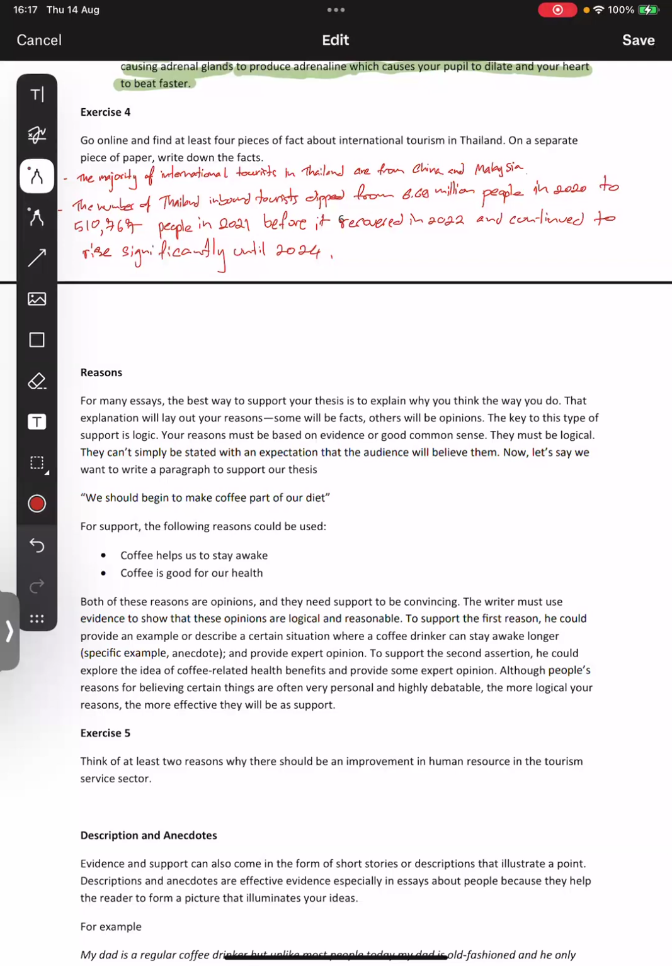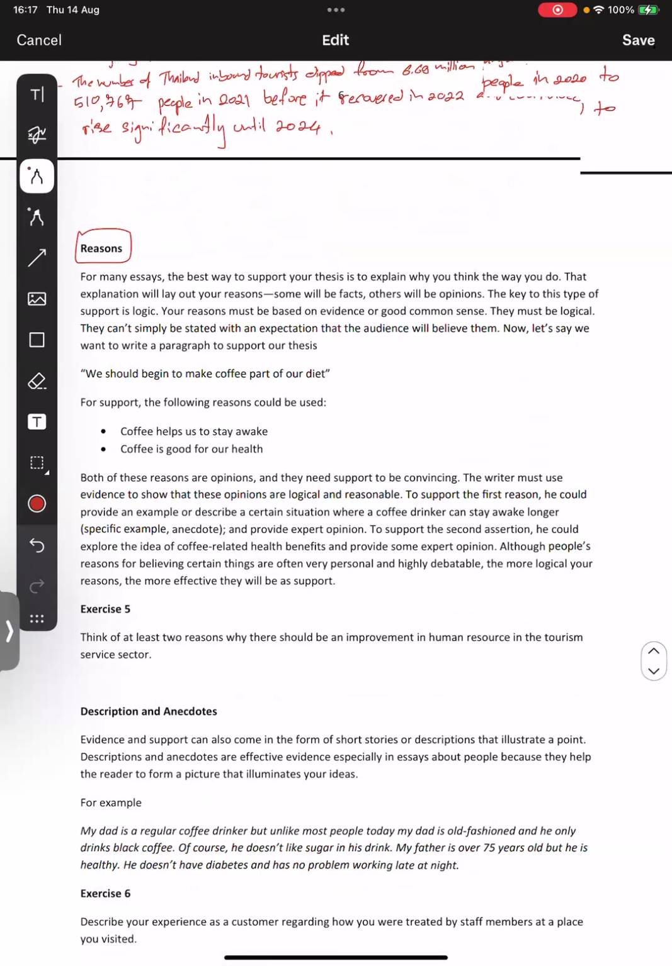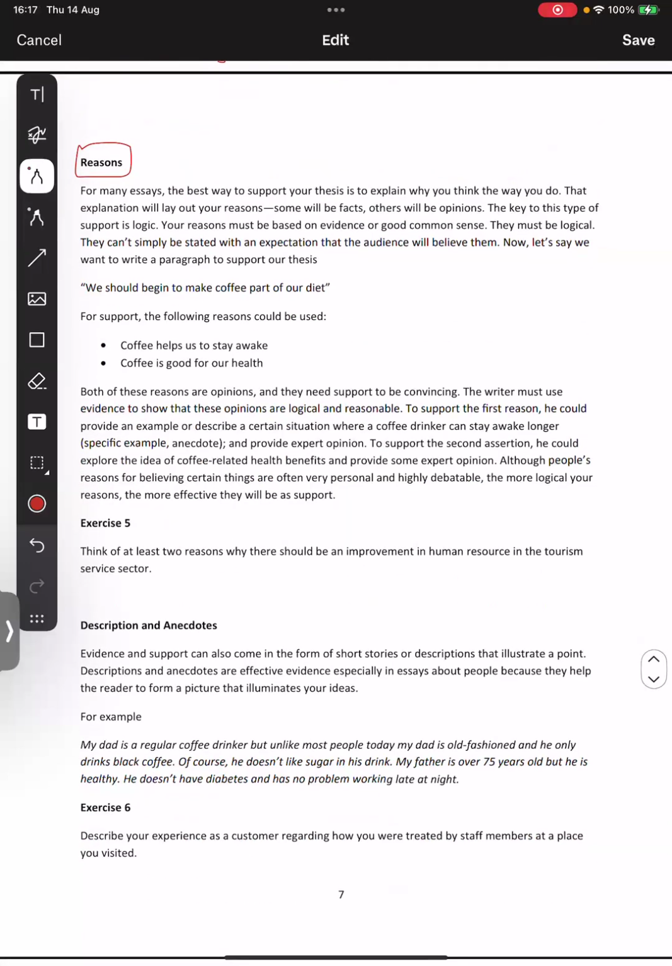Okay, right. Let's carry on. For many essays, now we are talking about reasons, okay? For many essays, the best way to support your thesis is to explain why you think the way you do. That explanation will lay out your reasons. Some will be facts, others will be opinion. The key to this type of support is logic. Your reasons must be based on evidence or good common sense. They must be logical. They can't simply be stated with an expectation that the audience will believe them.